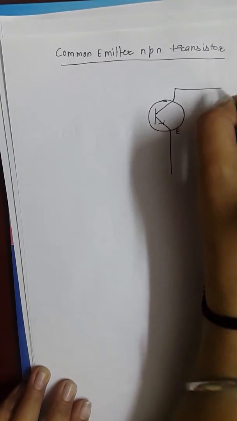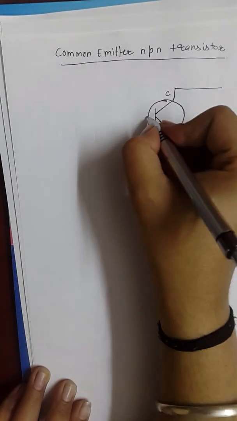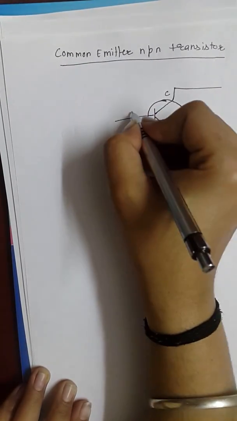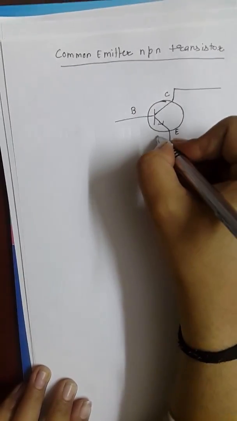Now once again, if I have the NPN transistor, the arrow would be towards the N side. This is my emitter, and this arrow is always on the emitter, not on the collector. Okay, on the emitter line. This is emitter, collector and the base. This is N P N. Let's mark it NPN with another pen so that it will be easily recognized by you.